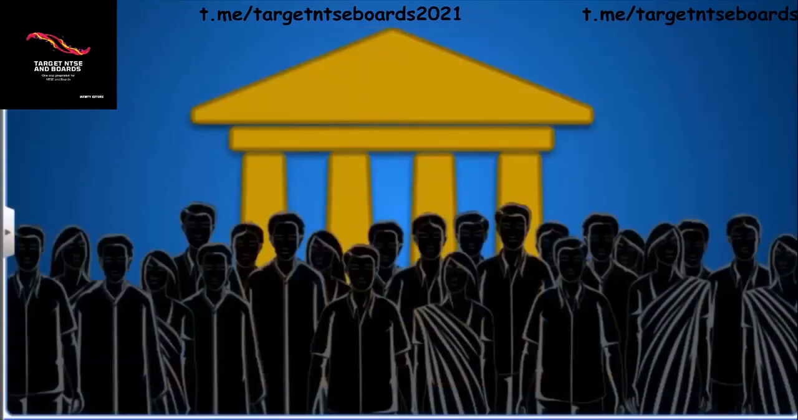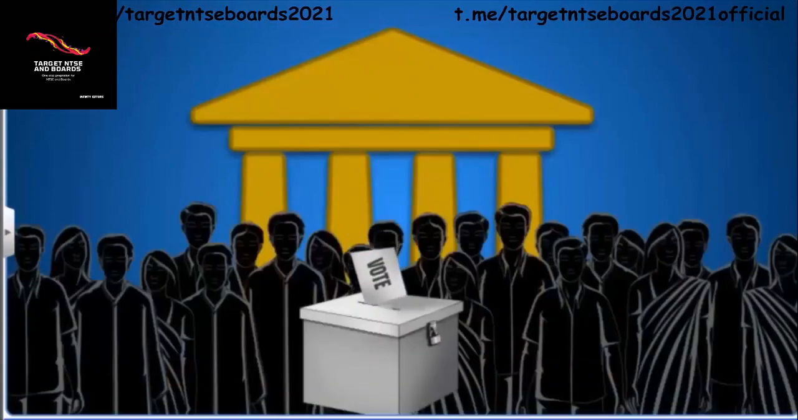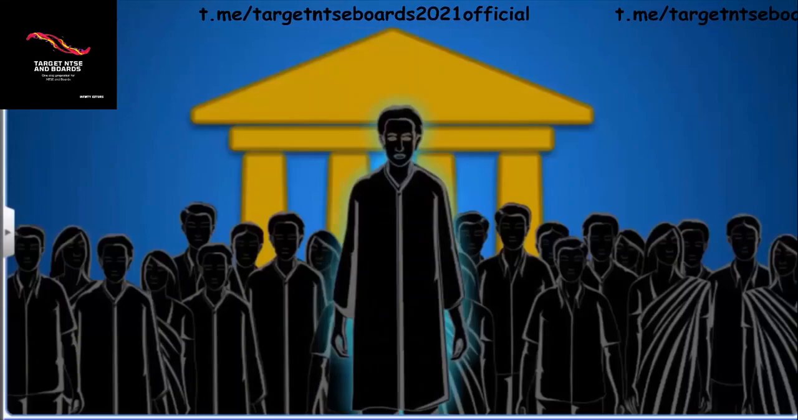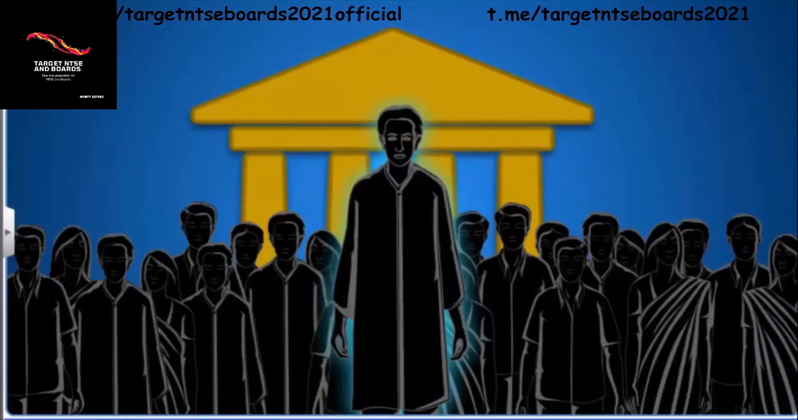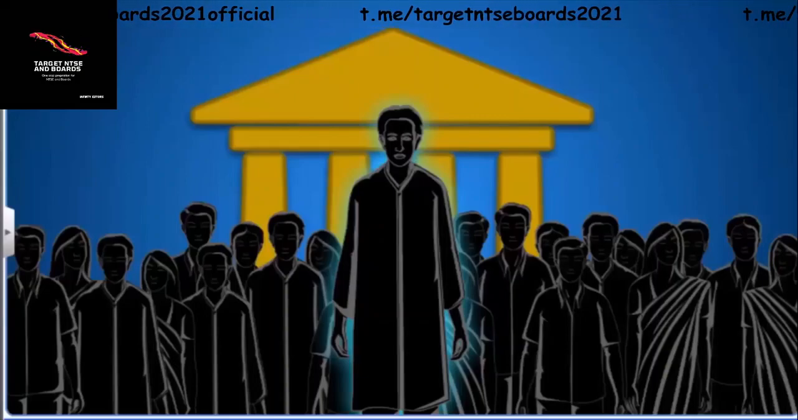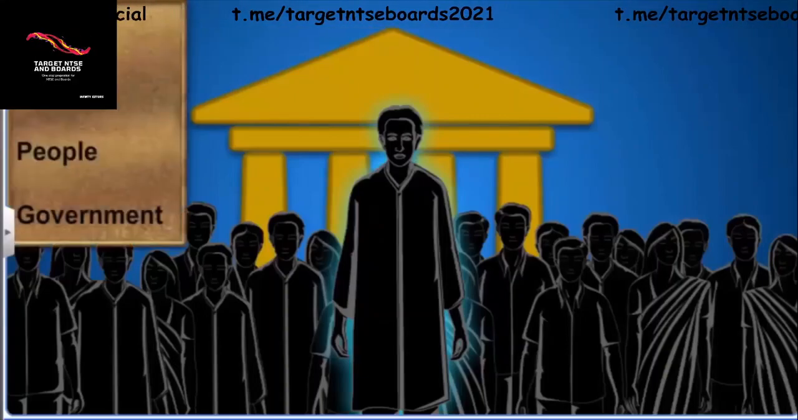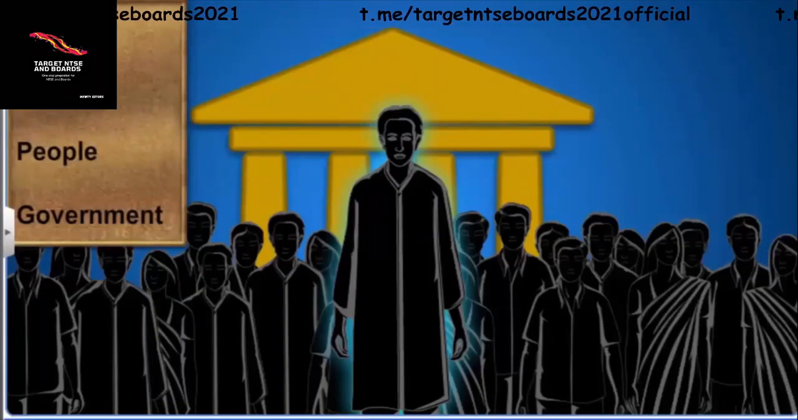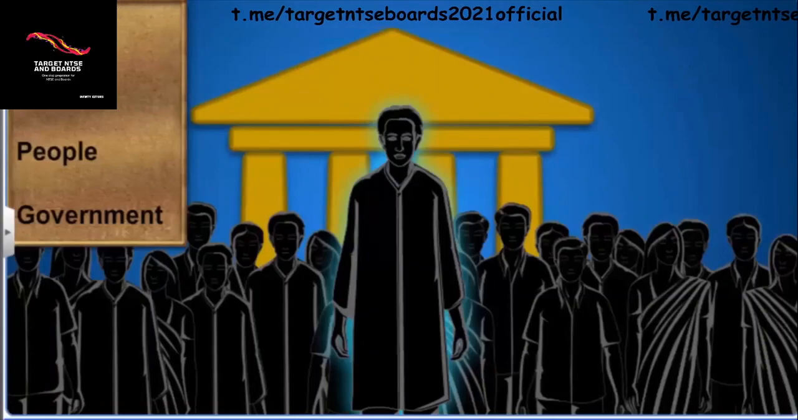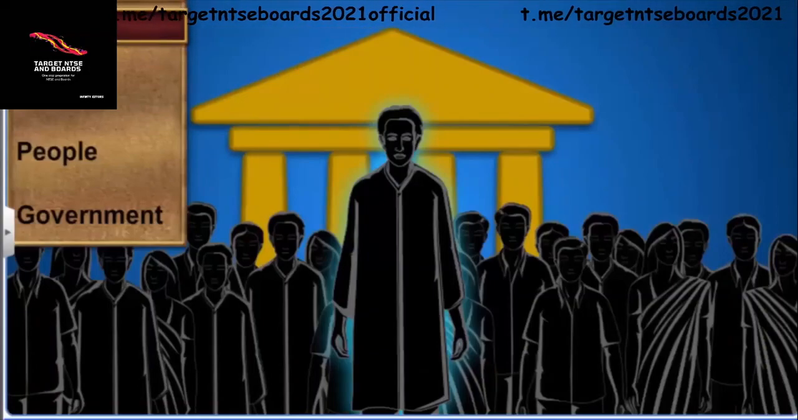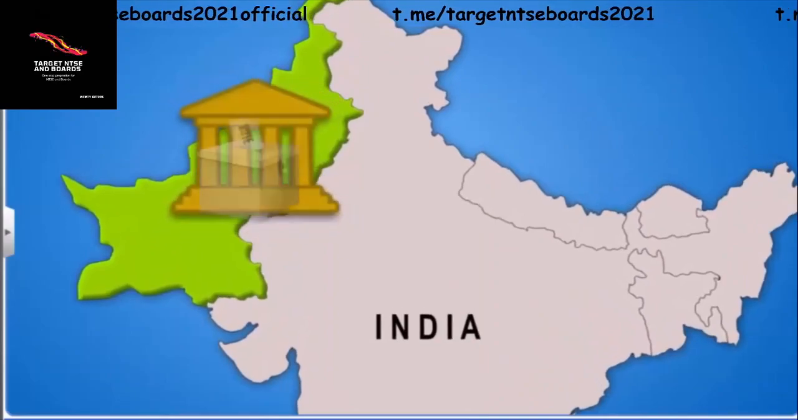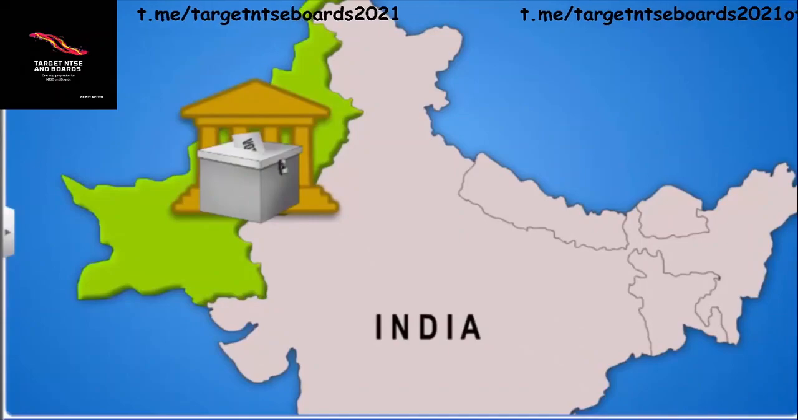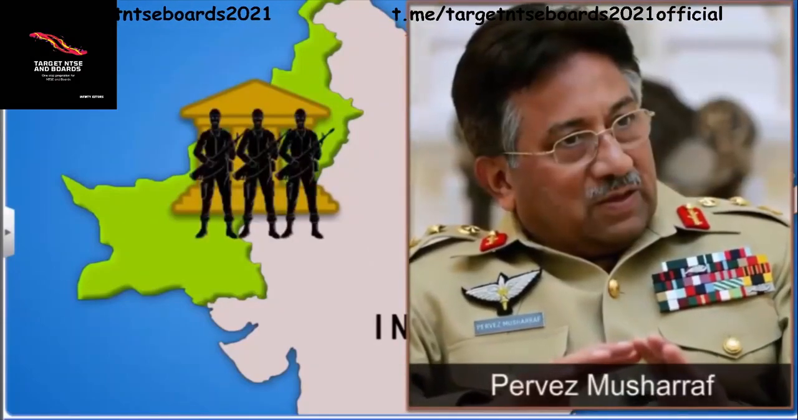In the previous chapter, we discussed a simple definition of democracy. Democracy is a form of government in which the rulers are elected by the people. Let's first analyze the word rulers. Pakistan had a democratically elected government till October 1999, when General Pervez Musharraf led a military coup.